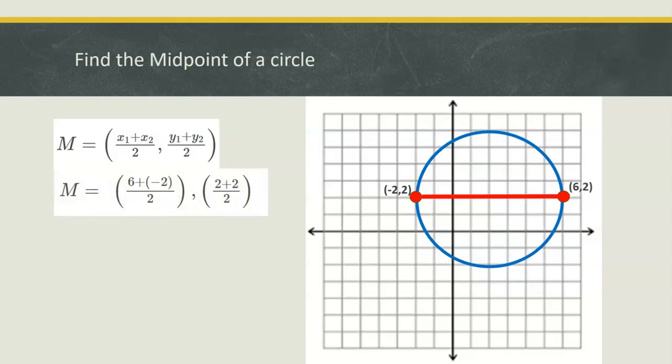Adding your x's together, you have 6 plus -2 divided by 2, and then your y's together would be 2 plus 2 divided by 2. Calculating each one separately, you have 4 over 2 and 4 over 2. So your midpoint would be 2, 2. And it's right in the middle, which is what we want for a midpoint.